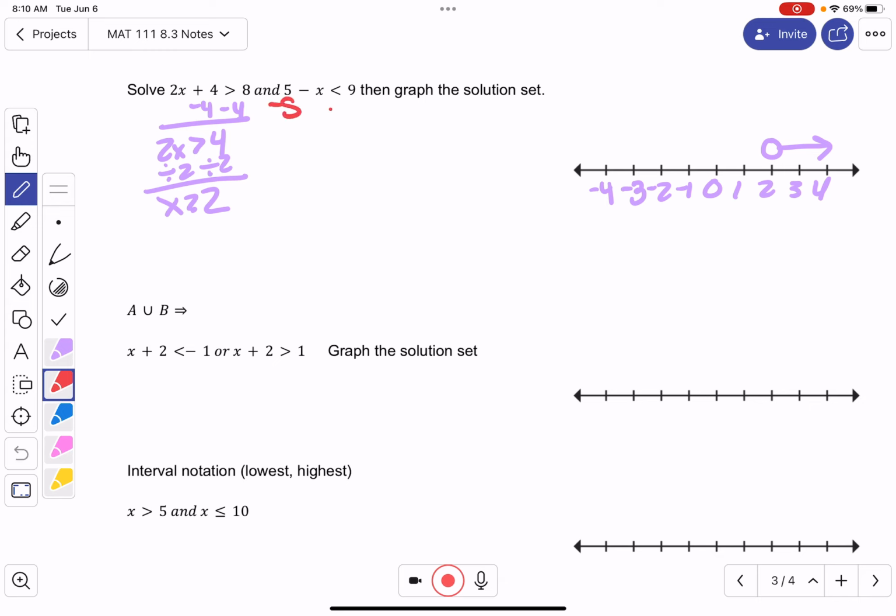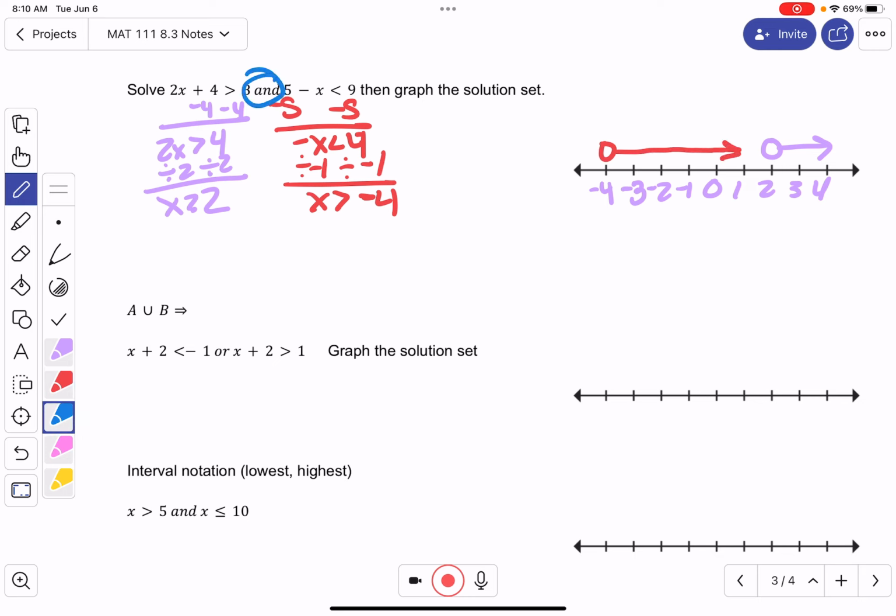Then we solve this one. I'm going to subtract 5 from both sides, and we get -x is less than 4. Divide by -1, which is going to flip that sign. So x is greater than -4. So that would be that.